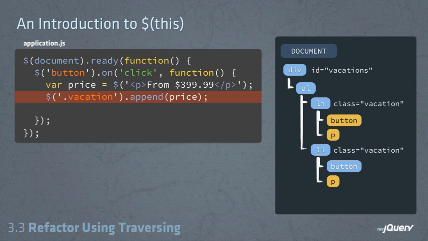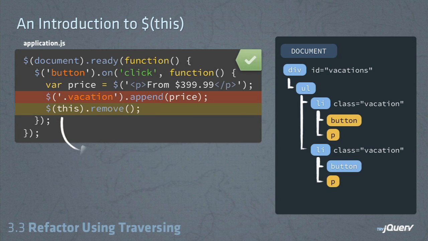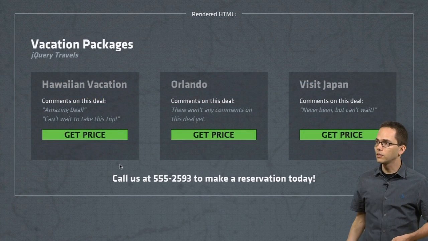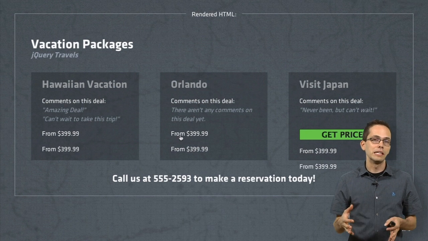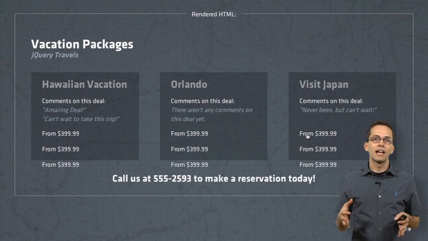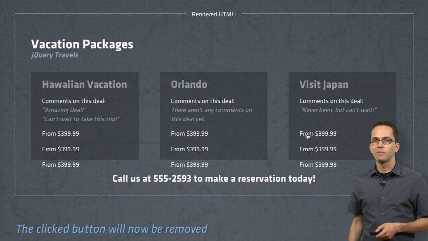So let's write that code in our function, and now we're only removing the button that was clicked. So if we go back to our code and click Get Price, we can see that each button is removed when it should be. However, it's still adding the price on every list item. So how might we fix that?